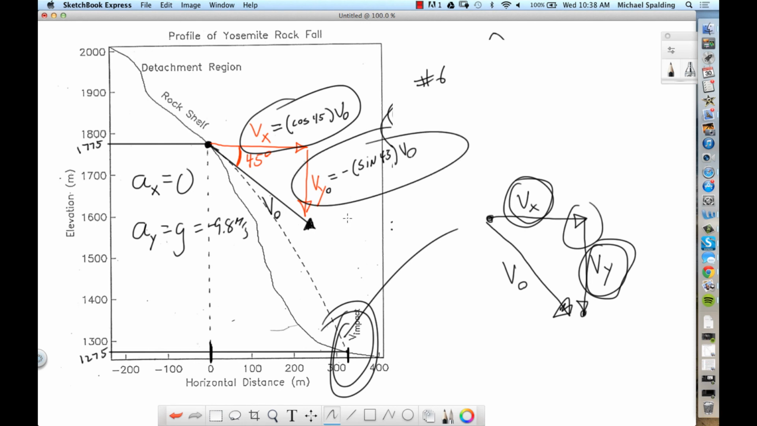But then Vy, hey man, is your Vy going to be that? No, that was the initial Vy. What happens to Vy as the rock falls? It gets bigger, bigger, bigger in the negative direction. So you got to calculate that with a kinematic. Does that make sense? So find Vy. Once you have Vx and Vy, call up your friend Pythagoras and say, hey Pythagoras, work the magic and get that, right? Do Pythagorean theorem, and then solve for the angle. Don't forget about the angle, right? Boom. All right, so that's how you do it.